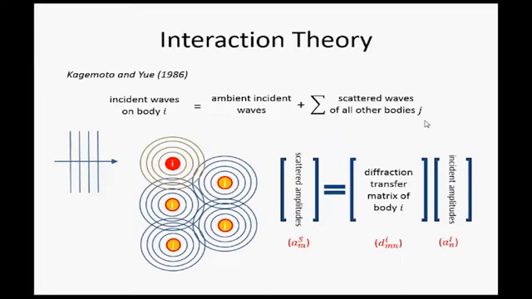Once we know what the incident waves to this body I are, we can use this thing called a diffraction transfer matrix, which I think is a really neat operator. It's a property of body I, and it transforms these incident waves on body I into the waves that that body scatters. The scattered waves of body I are these other colored waves here, and these are waves that are incident upon the other bodies J. So you can see how you could take all this information and form it into a large system of equations and solve for all the scattered amplitudes and then find your multi-body array interactions.